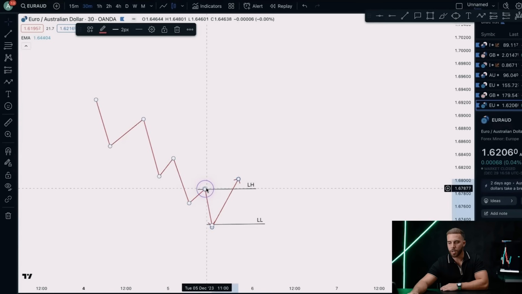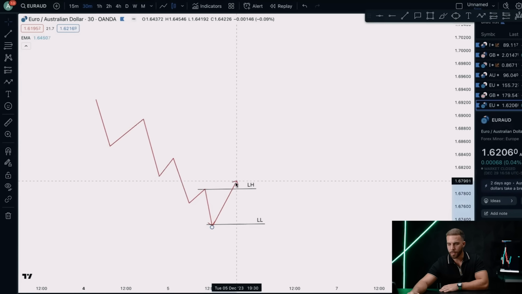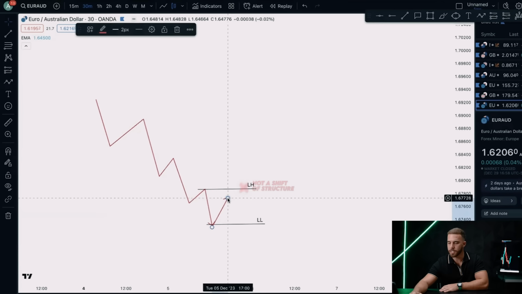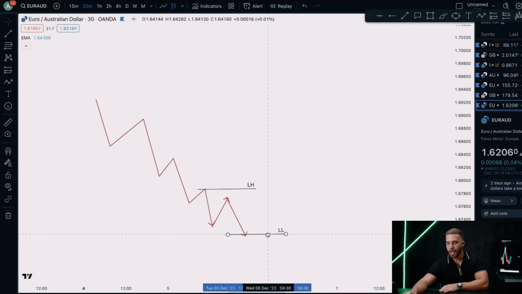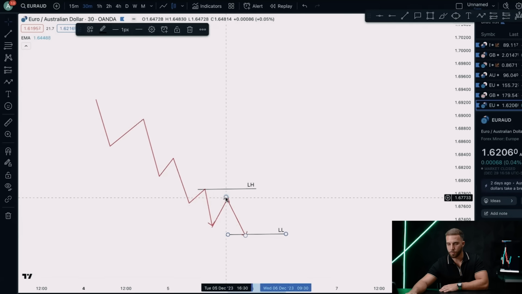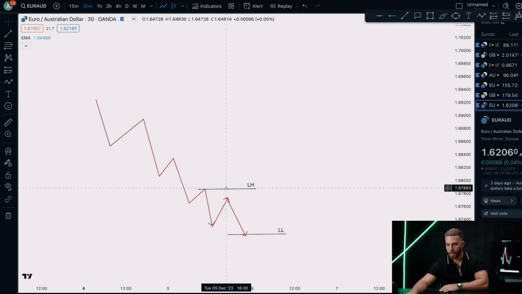If price breaks above this lower high, this is what is considered a shift of structure. If price makes it to this point right here, this as of right now is not a shift of structure. This market is still currently bearish because there is still a lower high and a lower low. If this market right here then does this, then this would be a new lower low. And then this last point would become the last lower high. And the market continues to head to the downside like this.